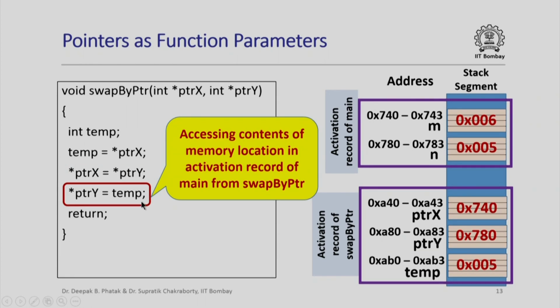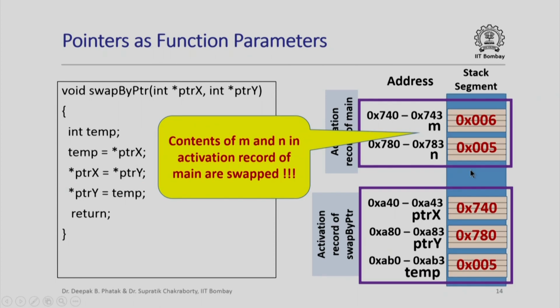What happens when I execute this statement? I am copying the value of temp, which is 5, to the memory location whose address is given by the value of pointer y. So the value of pointer y is hex 780. This is the memory location reserved for the variable n. So basically n will get updated with the value 5. So note that what actually has happened is the contents of m and n have gotten swapped in the activation record of main, but all of this has happened inside the function swap by pointer. This has been effected by the function swap by pointer.